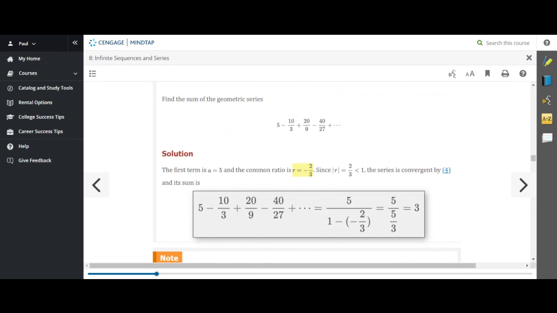Okay, are there any questions on that? Okay, let's look at another example.